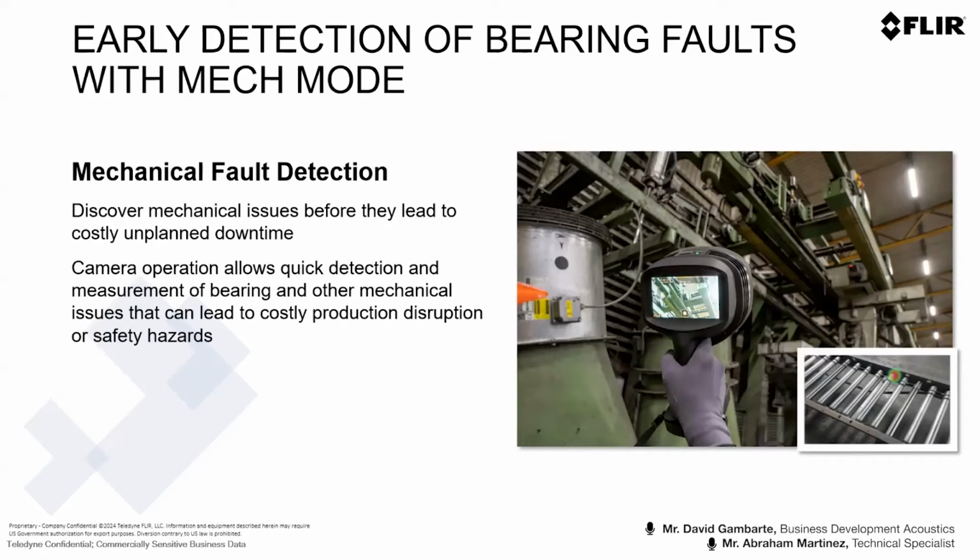Early detection of bearing faults with the mechanical mode. So bearings, rollers, and any mechanical systems, you will be able to discover mechanical issues before they lead into costly unplanned downtime. You will be able to know where there's something going on that you need to inspect further. Camera operations allow quick detection and measurement of bearing and other mechanical issues that can lead to costly production disruption or safety hazards. So you can imagine that with a camera that you can take distance and find your mechanical faults, you will be able to save a lot of money also in the inspection time.